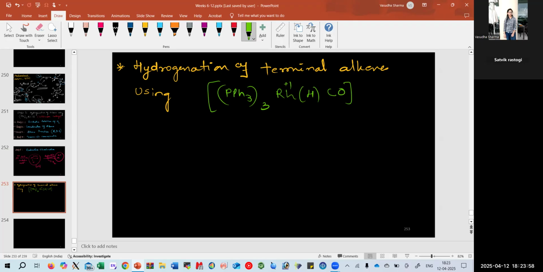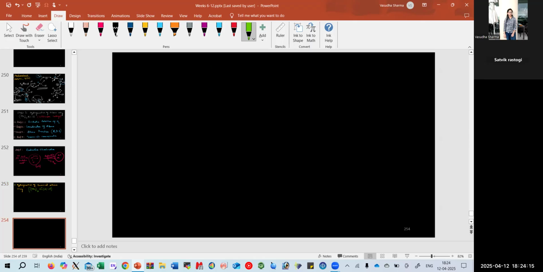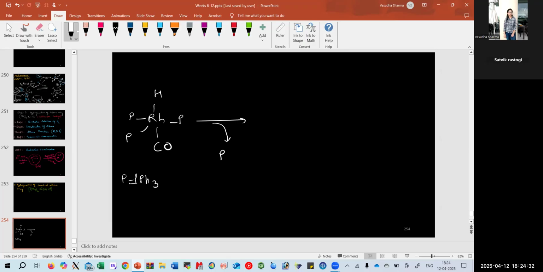So here, what would happen? Here the H2 is not the first step which is going to happen. So let's look into the mechanism. I'll show it in the next slide. So firstly, we are taking up the catalyst where P is your PPh3. Firstly, we will have a loss of one PPh3 moiety, making it rhodium, CO, phosphine, and phosphine group.